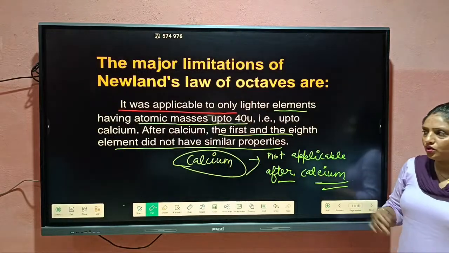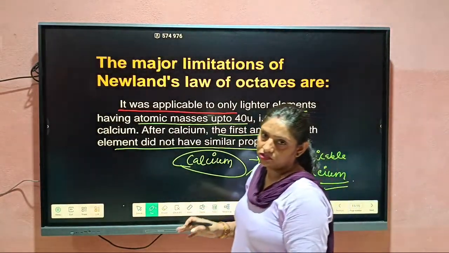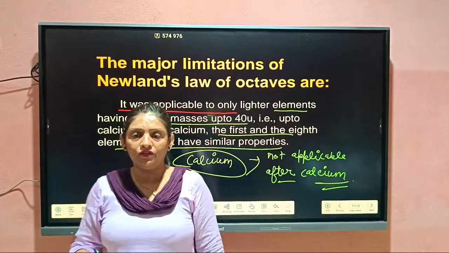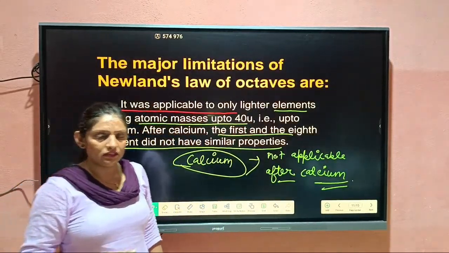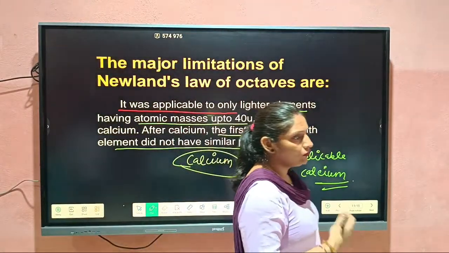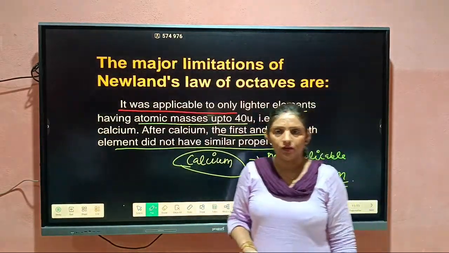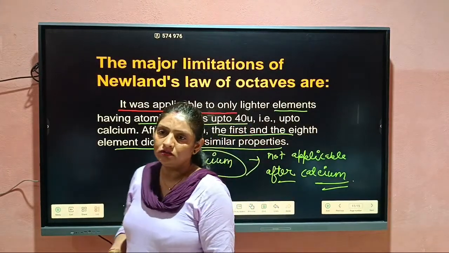Okay students, so today we have discussed 2 laws: Dobereiner's law of triads and Newland's law of octaves. And tomorrow we will discuss some more laws like Mendeleev's periodic table. Then we will go on to the modern periodic table.